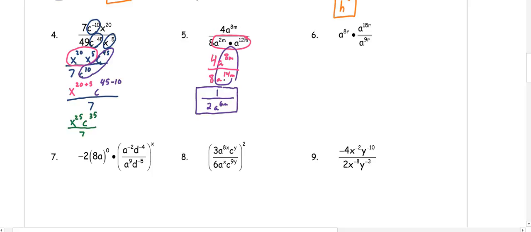Number 6, a to the 8r times a to the r to the 15th over a to the 9r. So first I'm going to subtract my exponents. 15 is larger, which leaves me with a to the 8r times a to the 6r. Now I have a's with exponents that are in the same part of a fraction because there's no denominator, so I'm going to add those together. So 8 plus 6 is 14r.